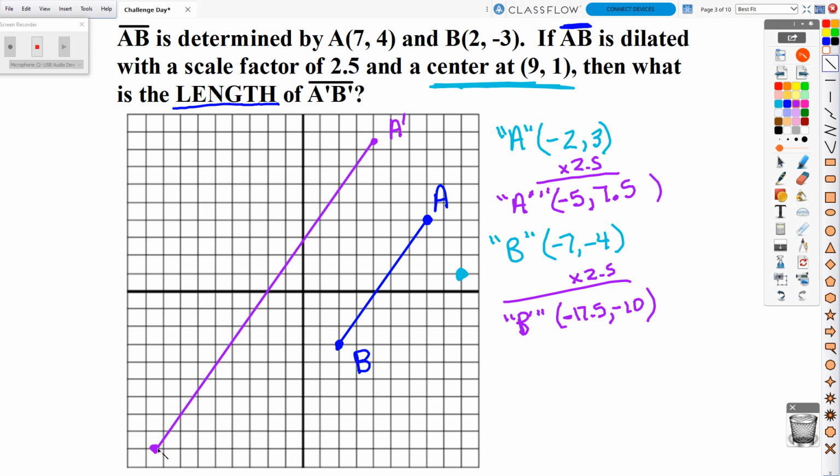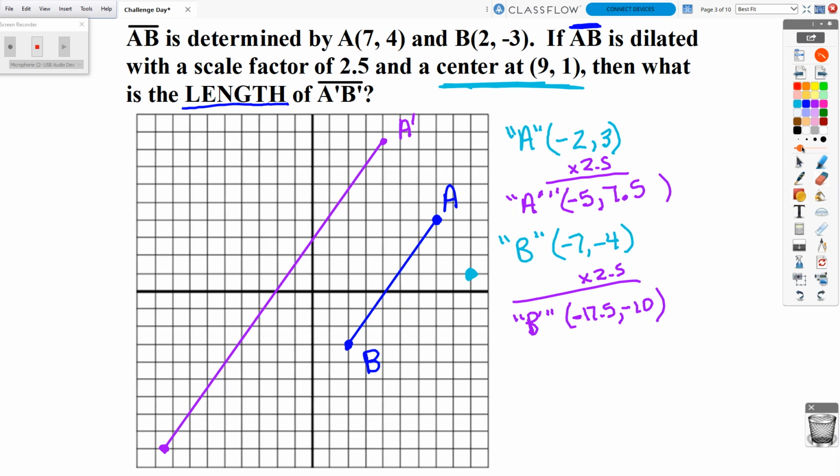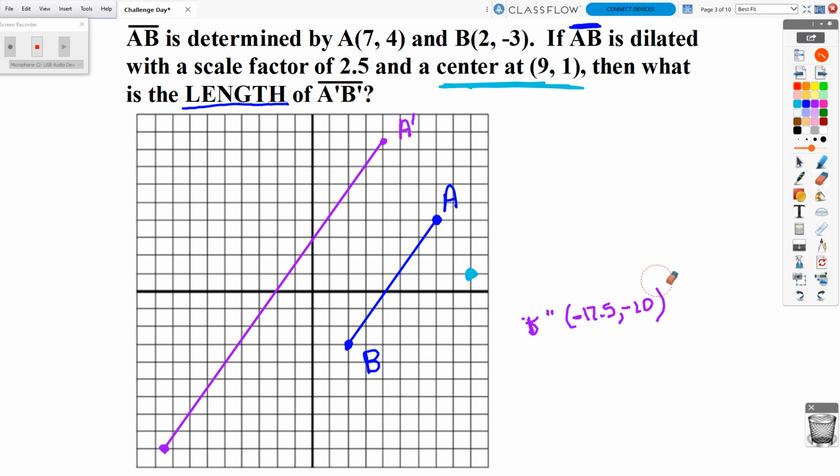Now, we can already tell that our new segment is quite a bit longer than the original pre-image segment, right? And so we're going to look at this problem a couple of different ways. So for right now, I'm going to go ahead and get rid of all of this. I'm done dilating. I'm done with all of this pretend stuff. I can even say, forget about the center of the dilation, because again, I've dilated my segment. I'm done with it. The only other thing I need to put down here, I forgot to put my B prime. There we go. All right, so how do I figure out the length of this segment?